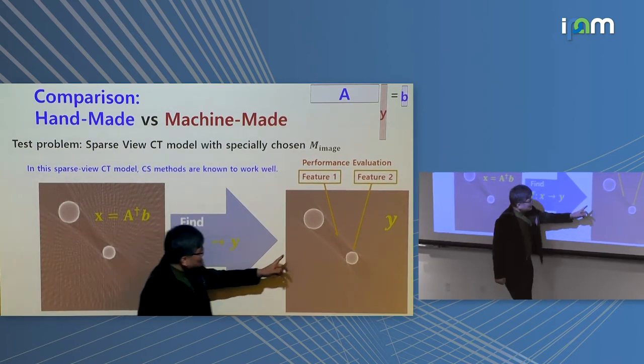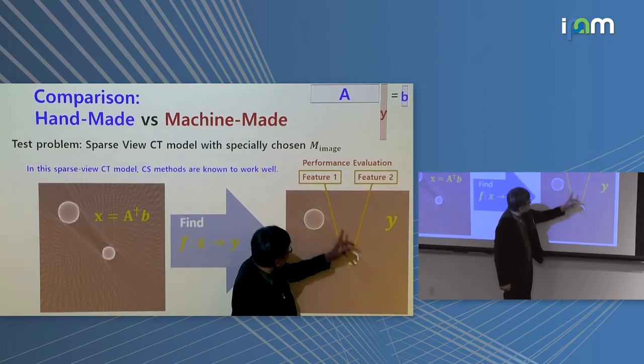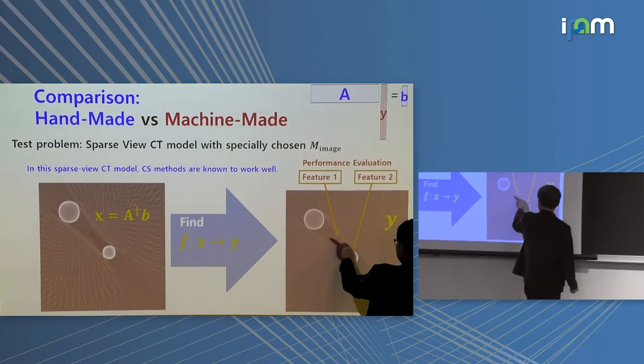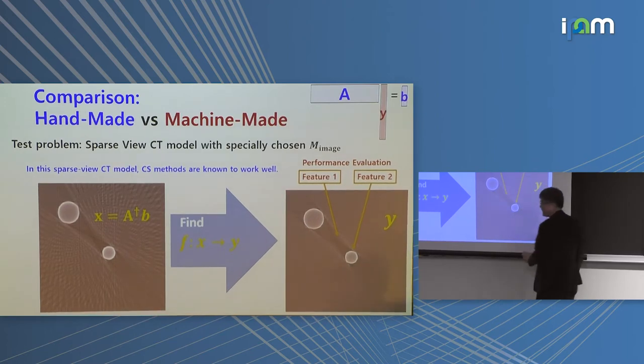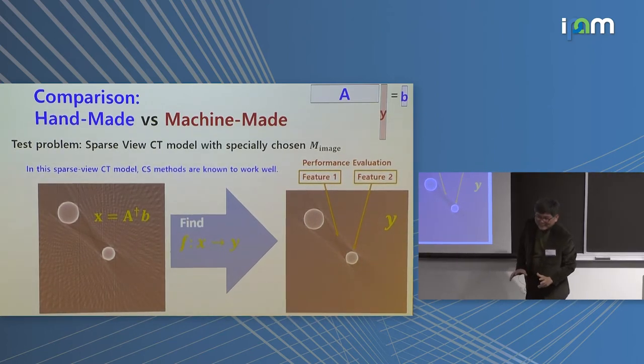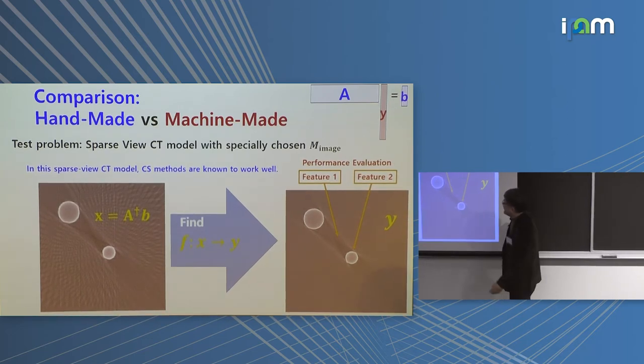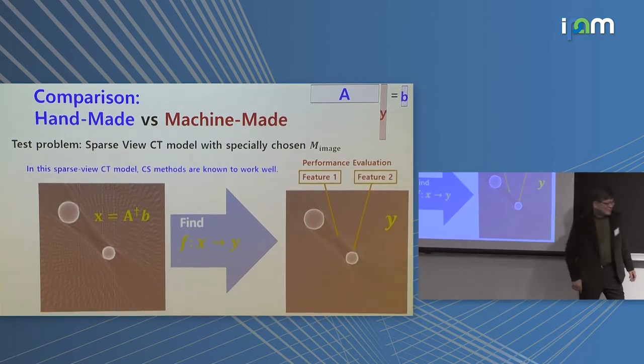And I tried to preserve two features. One feature, feature two, is the two circle. The other feature is something like this type of feature. Okay, two features. Maybe compression is impossible. Yeah. Okay. So I used this model.